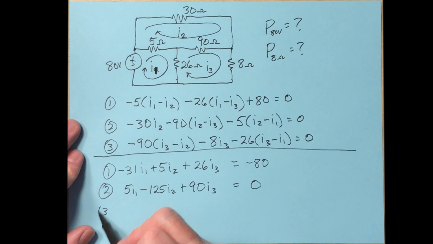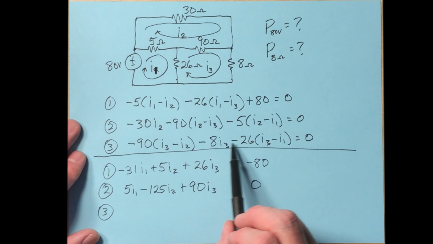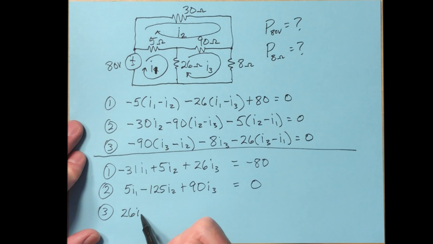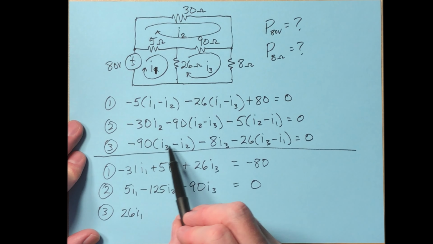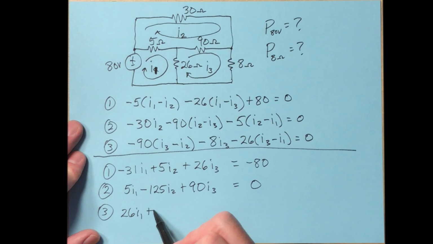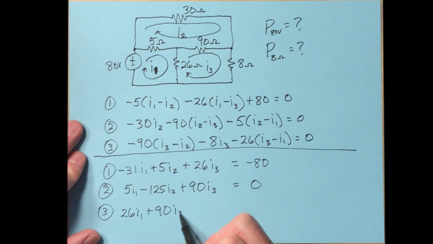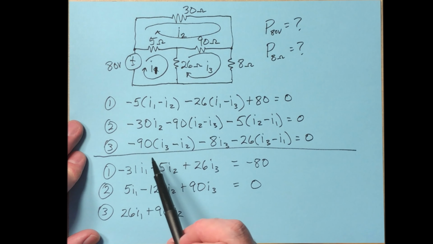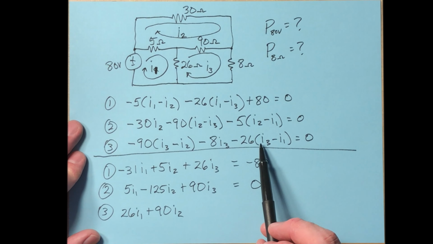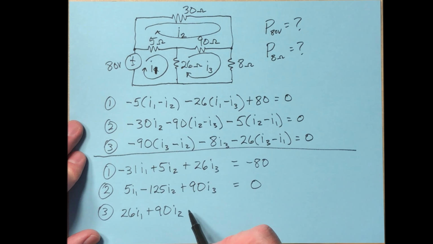All right, we're ready for loop 3 then. For I1s, I'm going to have a positive 26. For I2, there's positive 90. That's it. And then for I3s, 98 and 26. That's going to be negative 124 I3s. And that's equal to 0.